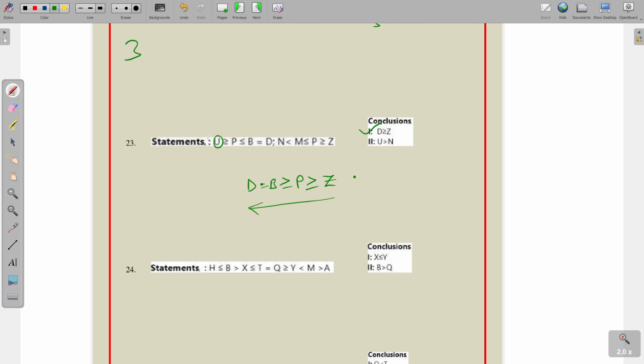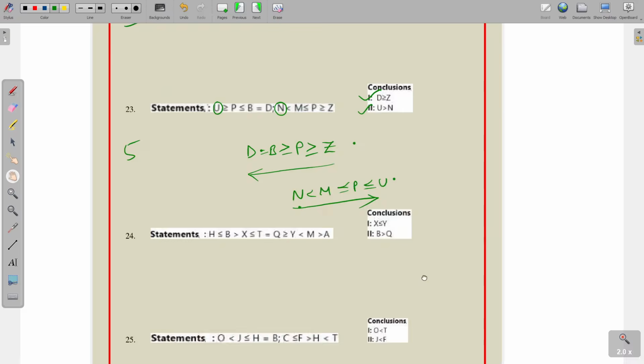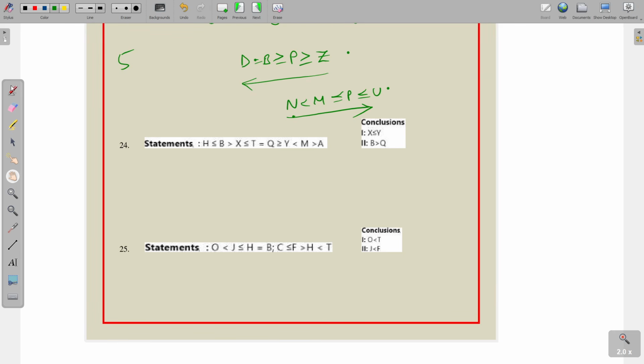So U here and N here, N to M, N less than M, less than or equal to P and less than or equal to U. So see, N to M it is definitely follows. Both conclusion 1 and 2 follows. Next question number 24, X less than or equal to Y. So X here and Y here, here we have opposite signs. So first one is not follows.